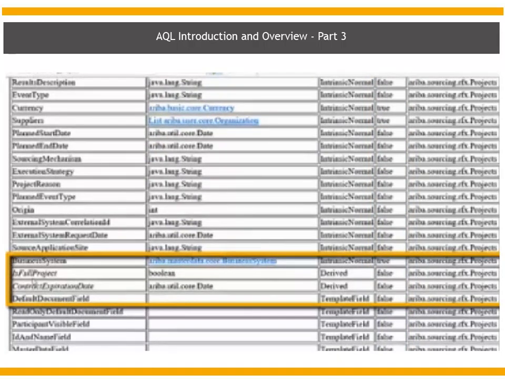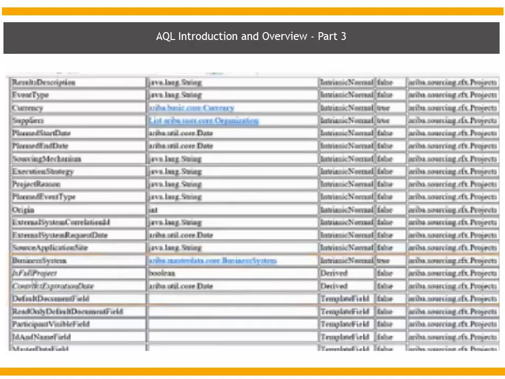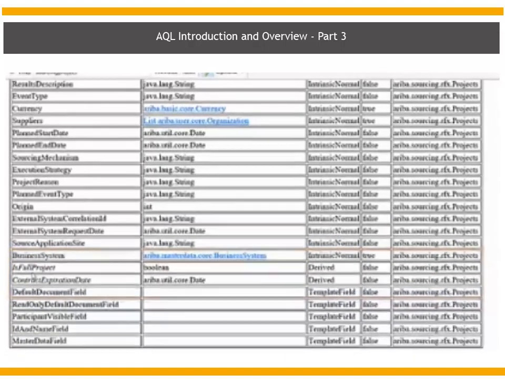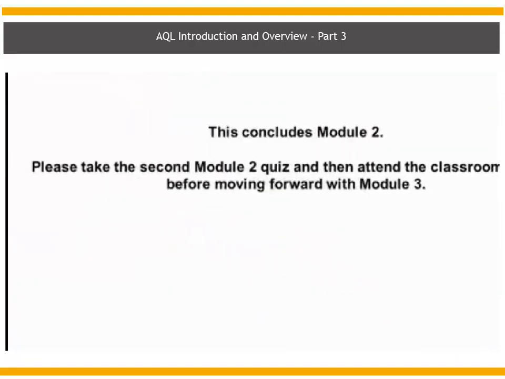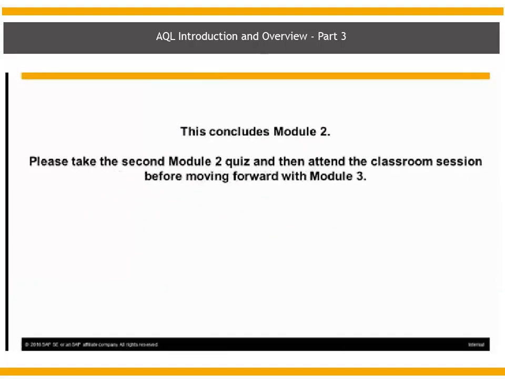A derived field's value is computed dynamically, so it is not persisted or stored in the database. As a result, they cannot be queried directly. We will discuss how to work around this in a later module. This concludes our review of the Ariba object model and how the data is organized.